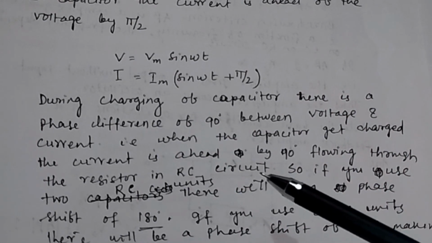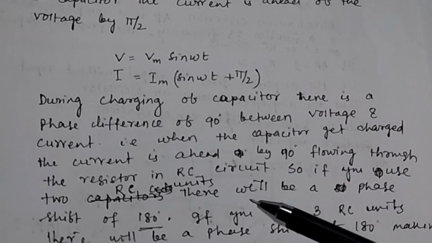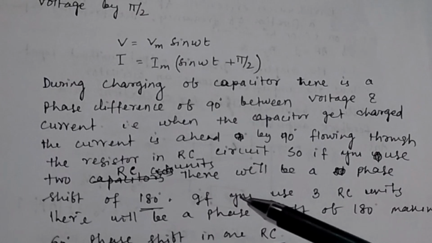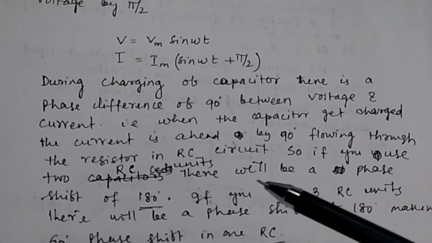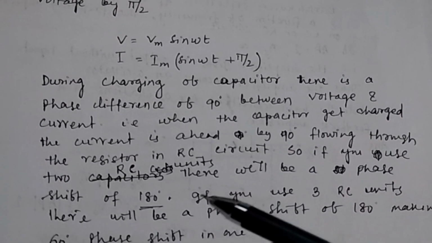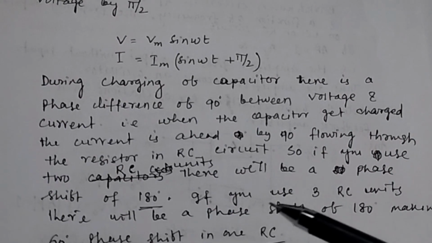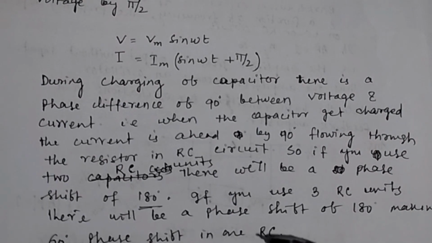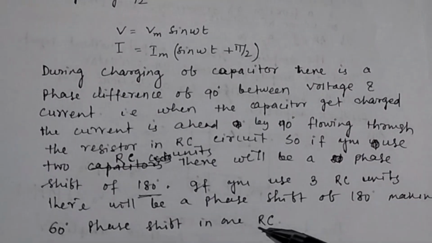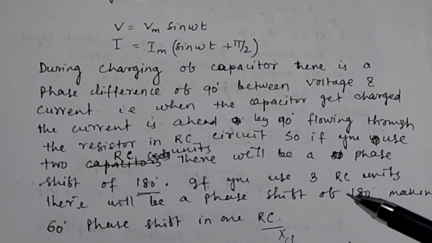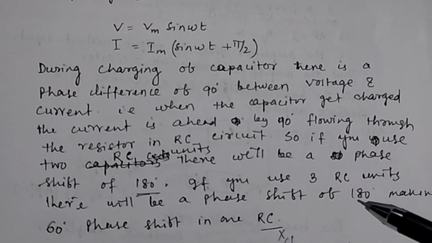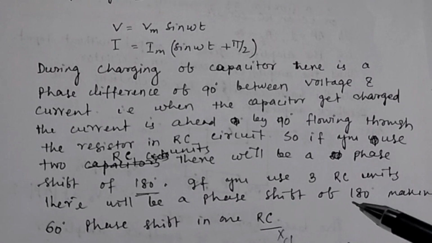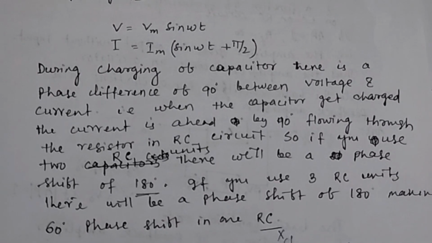So if you use two RC units, then what will be the phase shift? The phase shift will be 180 degrees. But if you use three RC units, then what will be the phase shift? The total phase shift also will be equal to 180 degrees. But in each RC, the phase shift will be equal to 60 degrees.